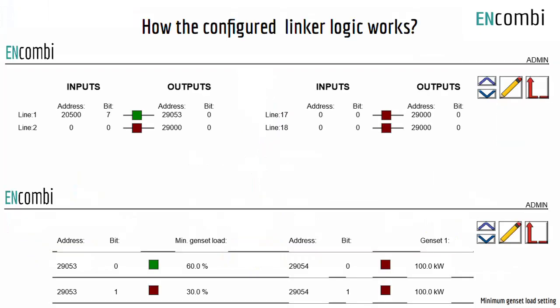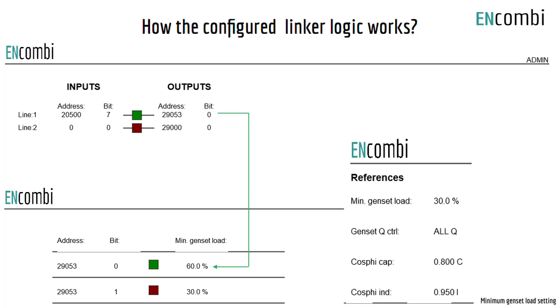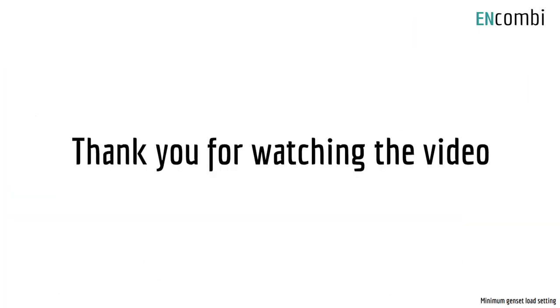How the configured linker logic works. In EClogic linker line 1, the I/O module input address is configured on the input address of the linker. Then it is linked to the minimum genset load address on the output. Here, when the input signal is present, the output gate is true. Then the minimum genset load is configured to 60% on bit 0. Which means when the input gate is true, the standard setting of genset load will be overruled by the EClogic minimum genset load setting.